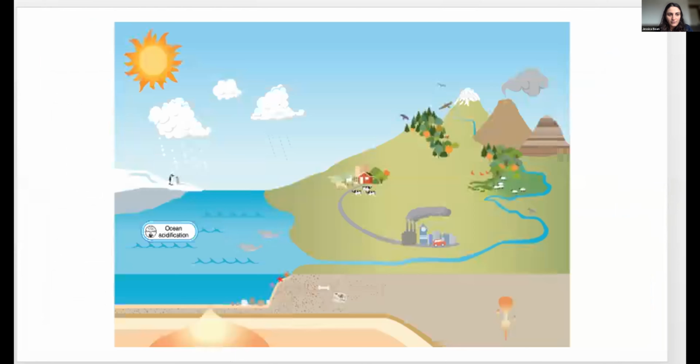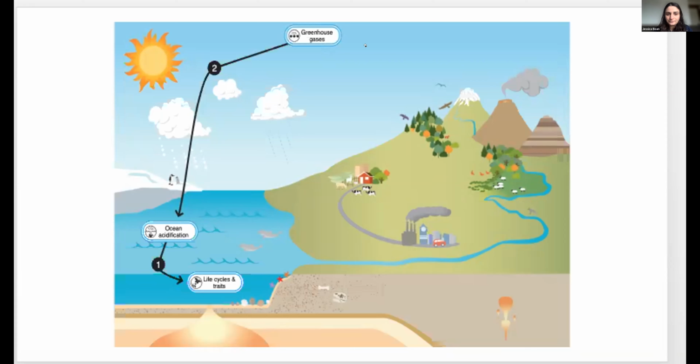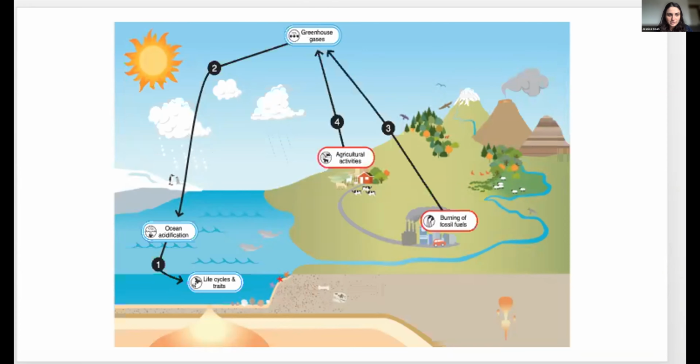And so you can see how, if you start with a topic like ocean acidification, and actually in my own work as a biologist, as a scientist, I've studied how ocean acidification affects life cycles and traits, how organisms grow in the ocean and how they can reproduce. So I've studied all sorts of organisms that have been subjected to ocean acidification. So why do we have ocean acidification? Well, about a third of the greenhouse gases that we put in our atmosphere are absorbed by our oceans. And those greenhouse gases are coming from things like agricultural activities, burning of fossil fuels, deforestation, and other pollutants, like cement production.